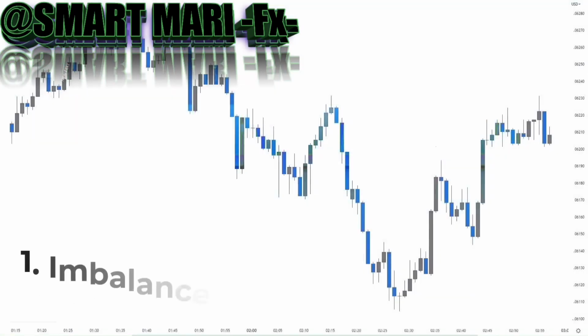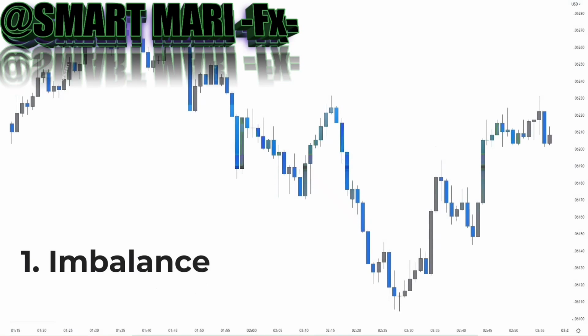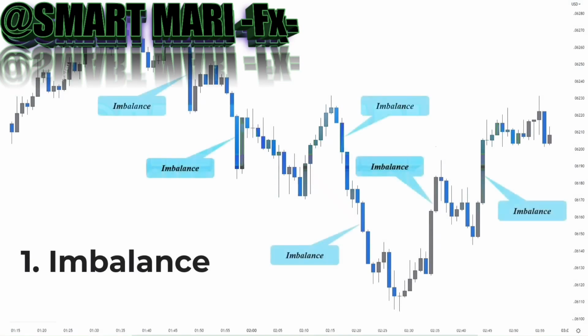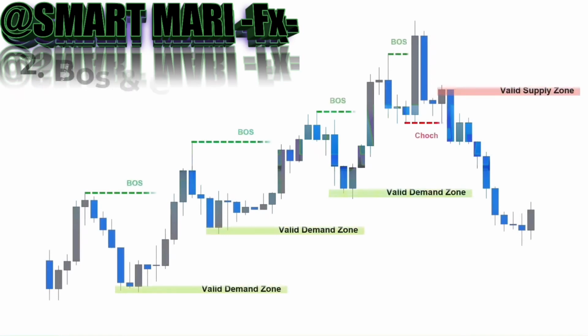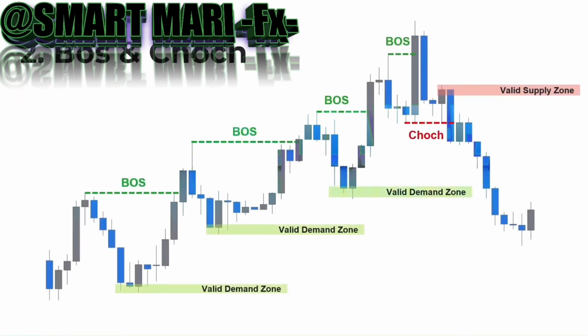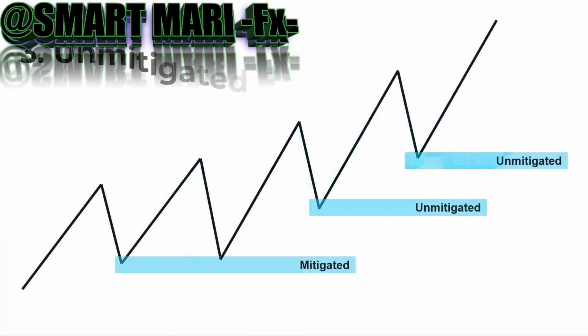The first criterion of a valid zone is that it must have an imbalance. Imbalance simply means lack of proportion between the buyers and sellers, which causes a massive move in the market. The second feature of a valid zone is that it must break the structure or change the character. The third feature is that it must be unmitigated.